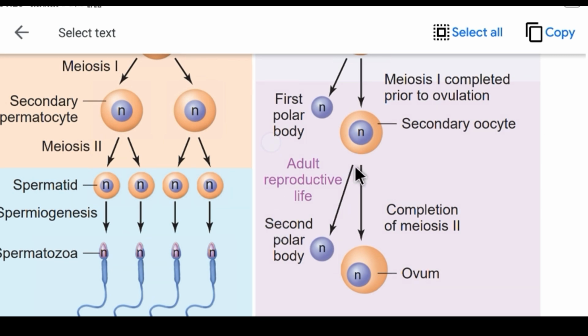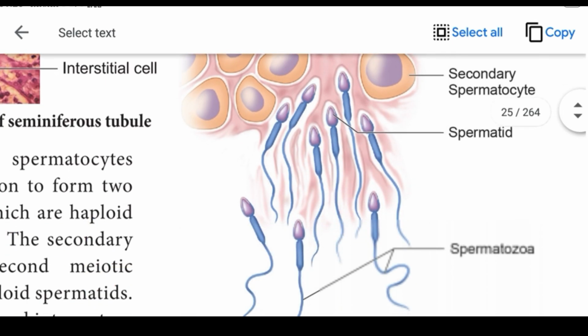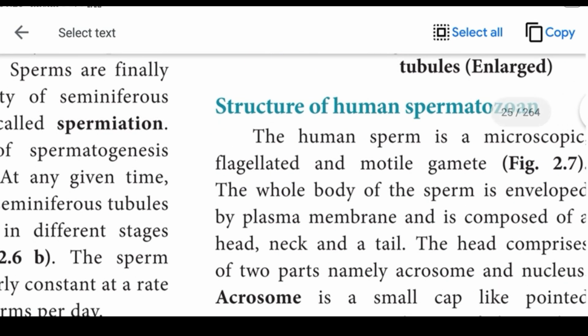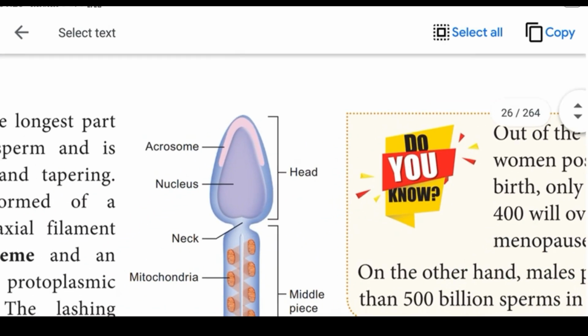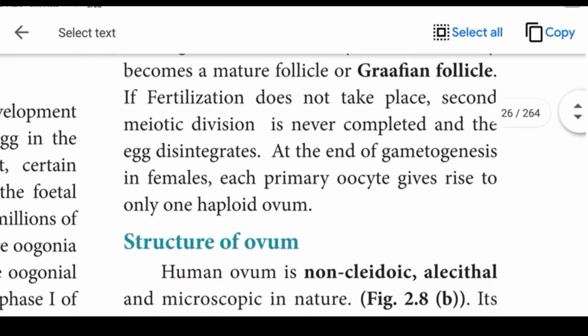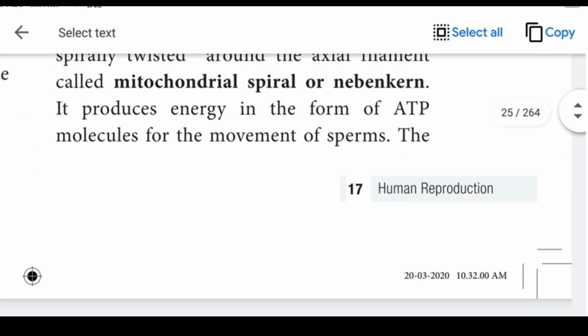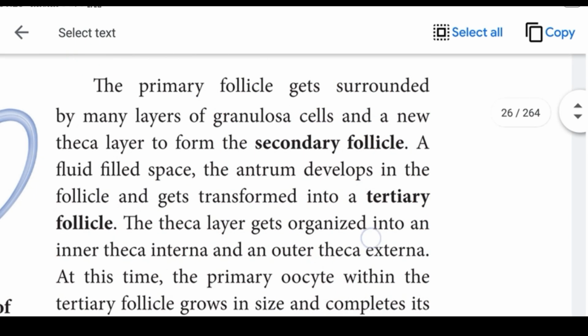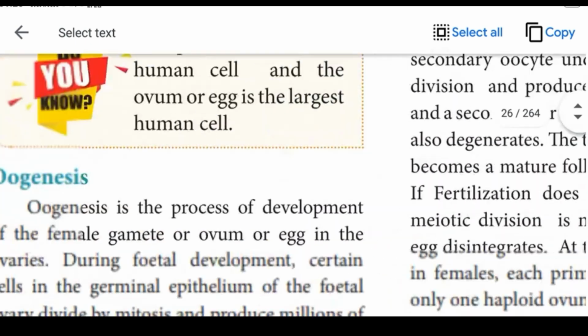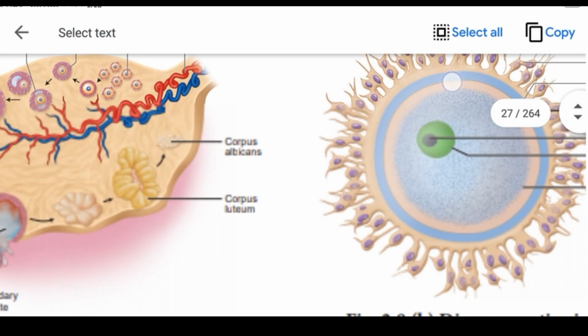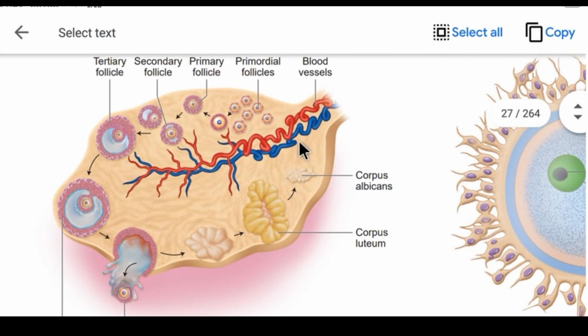Now in this class we are going to see the structure of ovum. In our previous class we completed the release of Graafian follicles. In this diagram, the Graafian follicle is released. These are all the blood vessels, primary, secondary, tertiary follicles. They are called the Graafian follicles.